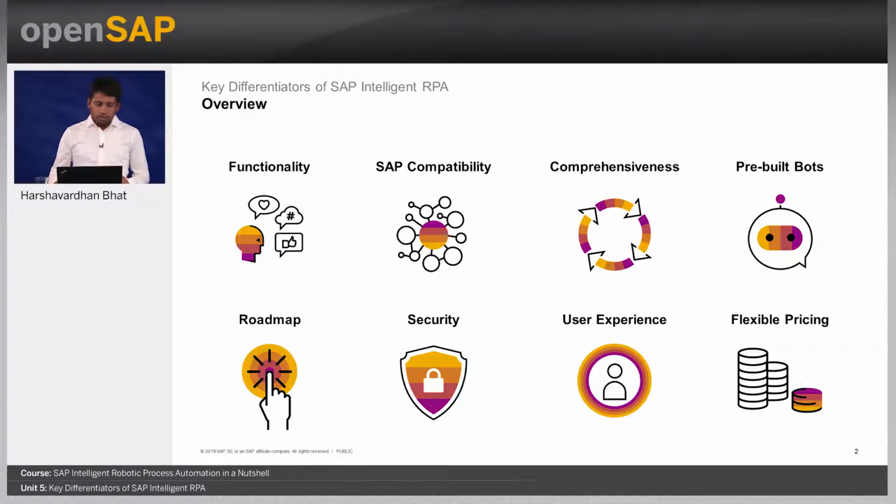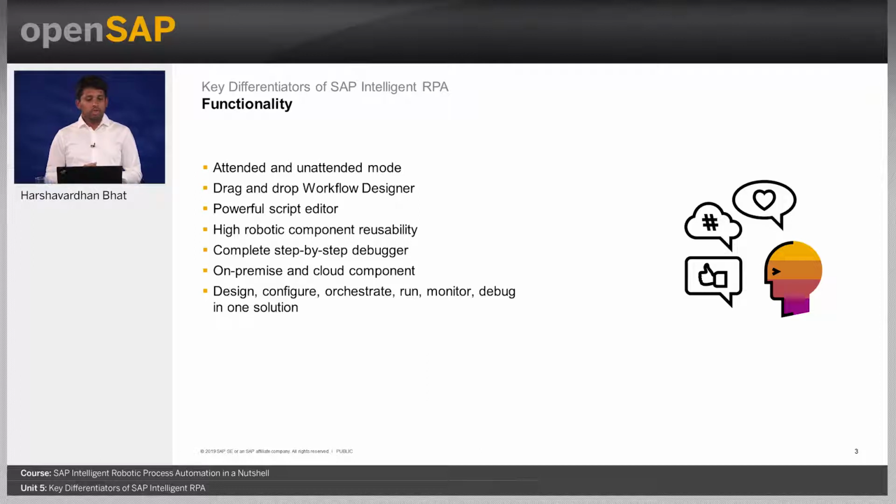So let's look at each of these blocks in detail. So let's start with the functionality. One most important part I would like to share with you about key differentiators here is within a single architecture, we deliver attended and unattended mode both. So you can have an interactive automation where humans and bots work together in attended mode, or you can have an unattended mode, which is completely autonomous, where bots take over the process cycle start to finish without any interruption. We also deliver a drag and drop workflow designer.